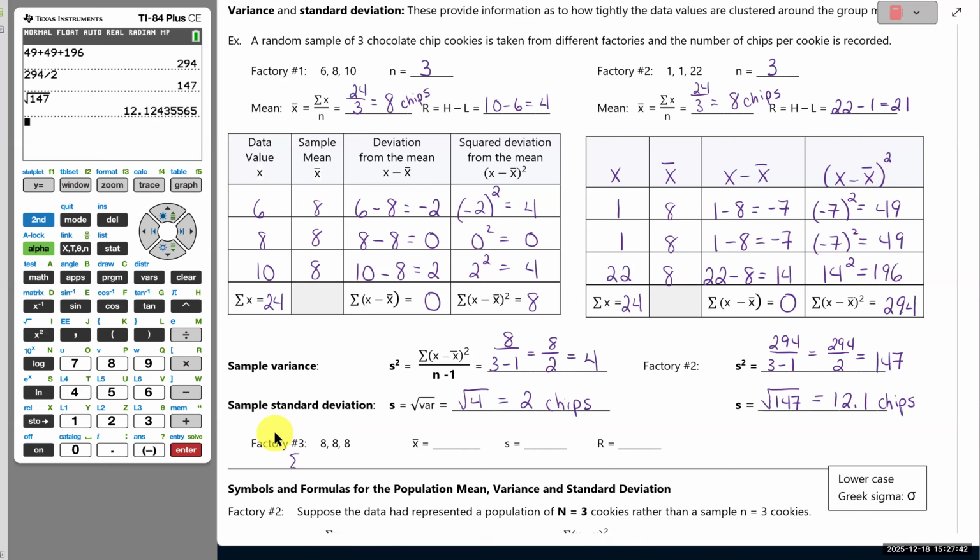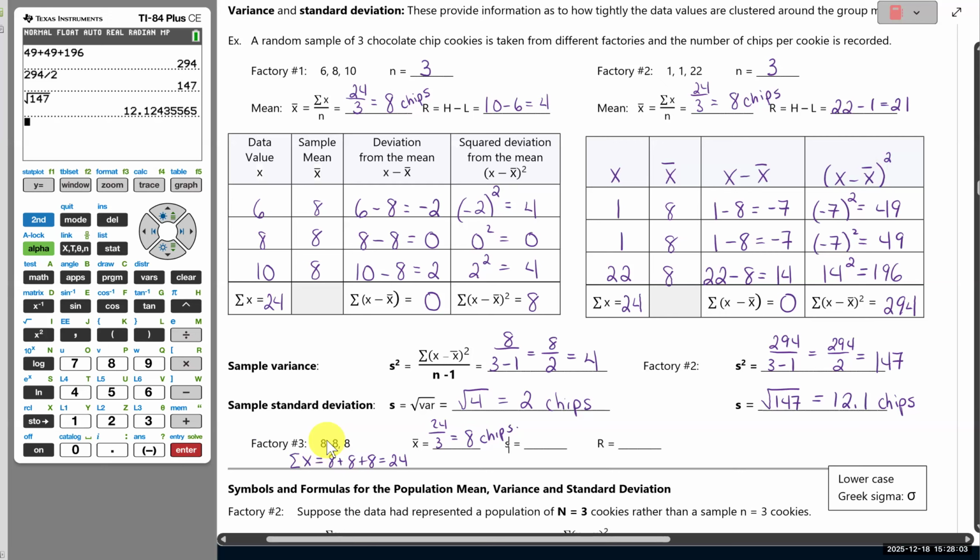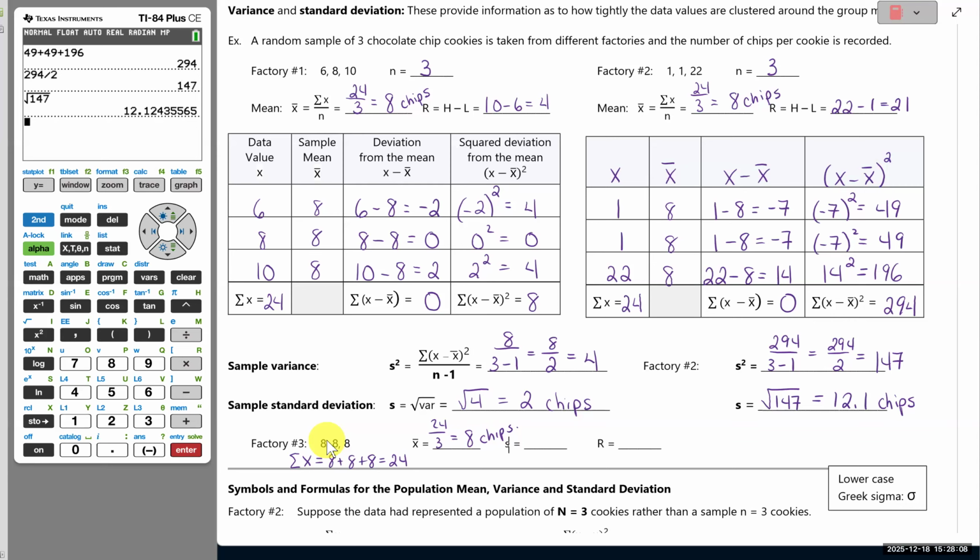So if you were to add those data values, I'm not going to make a whole new table. I'm just going to write it at the bottom here. If you add the 3 eights together, that will also be 24. So the sample mean here, 24 divided by 3, of course, will be 8. So I say of course because if every data value is 8, then the measure of center would have to be 8. So the mean would have to be 8.